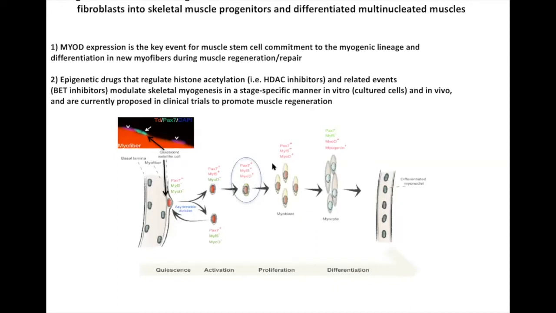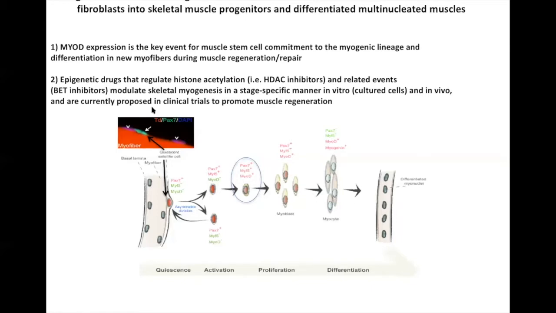Finally, from a biological standpoint, we know that the expression of MyoD is a fundamental event for the commitment of muscle stem cells into the myogenic lineage. So we know that also in vivo during adult skeletal myogenesis, which is essentially muscle regeneration, MyoD expression turns skeletal muscle stem cells into myogenic committed progenitors and later on multinucleated myofibers.